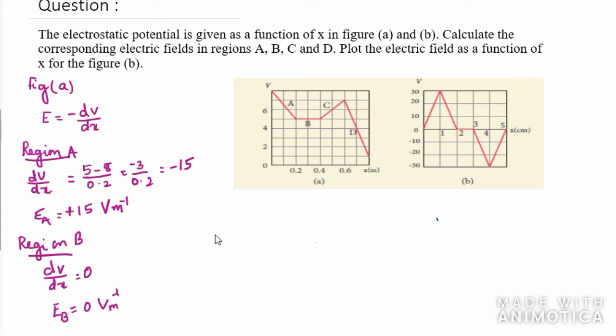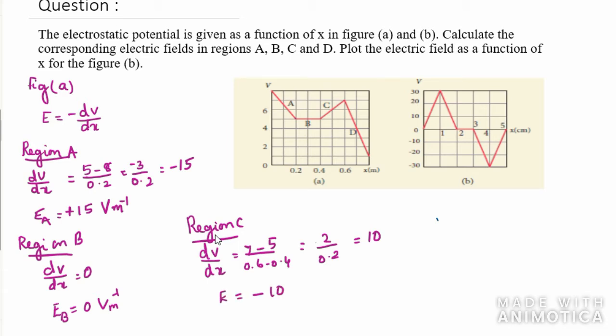Now, for the region C, dV by dx is equal to, here the slope is 7 minus 5 by 0.6 minus 0.4. So, equal to 2 by 0.2, which is equal to 10. So, the electric field is equal to minus 10. The electric field in region C is minus 10 volt per meter.